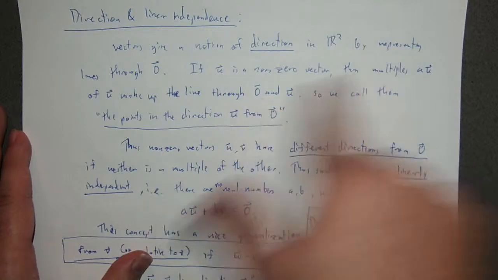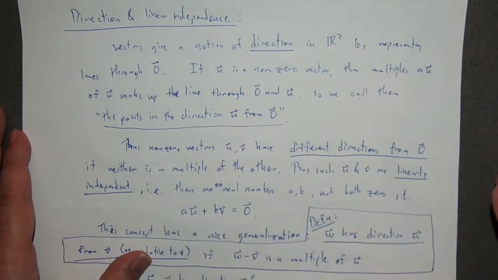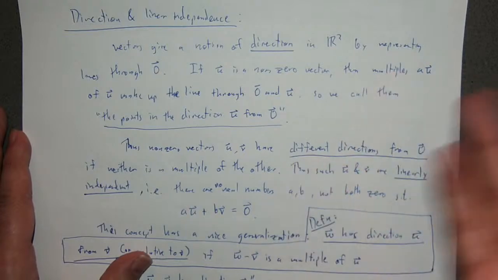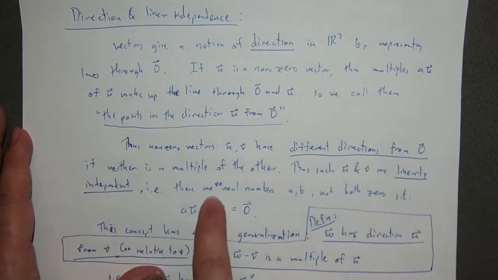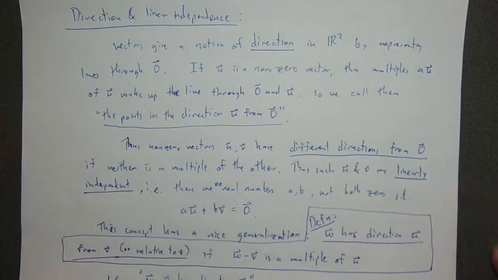The line from 0 to those vectors is the set of all scalar multiples of those vectors. So if they're not scalar multiples of each other, neither of them lies on the other's line, thus they're linearly independent. That is, there are no real numbers a and b, not both 0, such that au plus bv is the 0 vector.